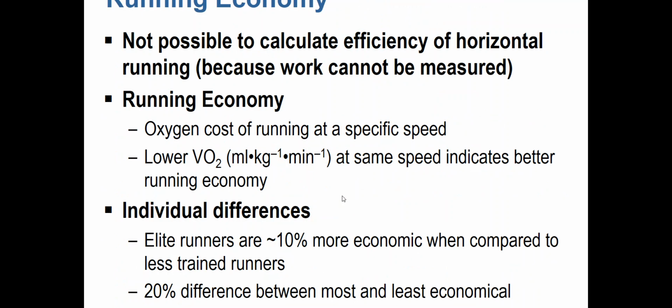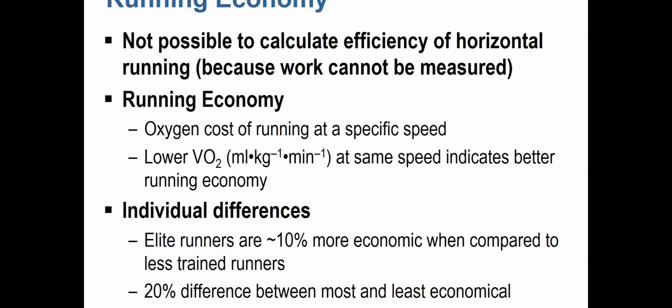So that last point is really just leading into running economy. Your running economy is very much based on the speed of the movement, the mass of the individual, and the fiber type density of the individual. So it's not possible to calculate efficiency of horizontal running. Again, if you want to determine the work, you have to have a distance, and the only way you can have distance when it comes to running is if you have vertical displacement. So this is all just kind of an estimation. It's not an exact amount because you can't technically measure it.